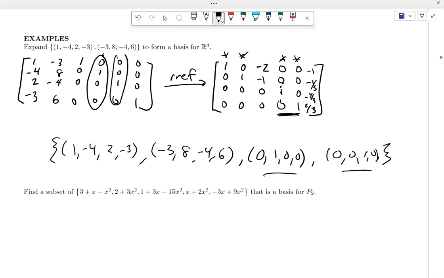What's your dimension of P2? P2 has dimension 3, right? So one more, because you have to have a constant, an x, and an x squared. There's 3 pieces of information, right?